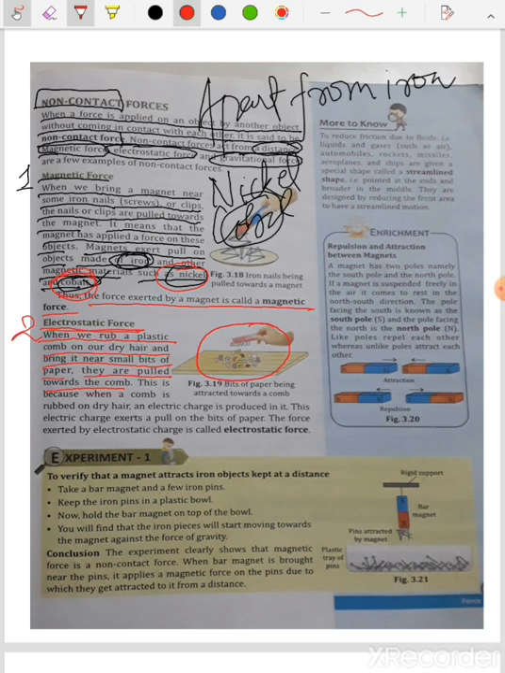Your hair should be dry, not oiled or wet. Okay, you should have dry hair and take small pieces of paper, small bits of paper, and keep them. You rub the comb on your dry hair, rub the comb fully on your hair, okay, and then bring that comb near to the bits of paper.